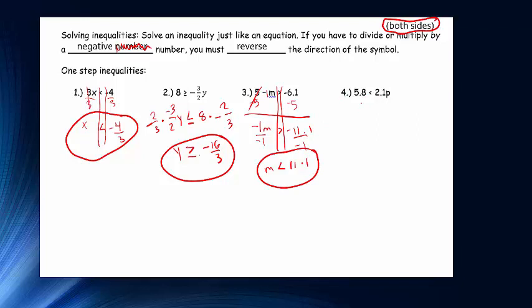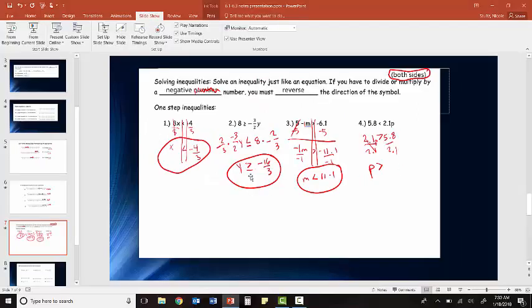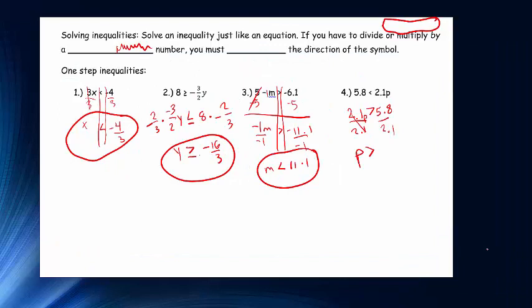And last but not least, number 4, I don't like that P is on the right side of the symbol, so I'm going to really quick swap flip that. And now we're going to divide. Okay. Since 2.1 is not negative, I do not change my sign. It looks like 5.8 divided by 2.1. Not a pretty number, but it's about 2.76-ish.